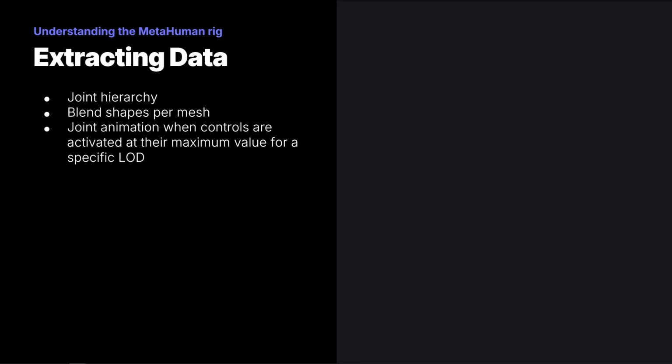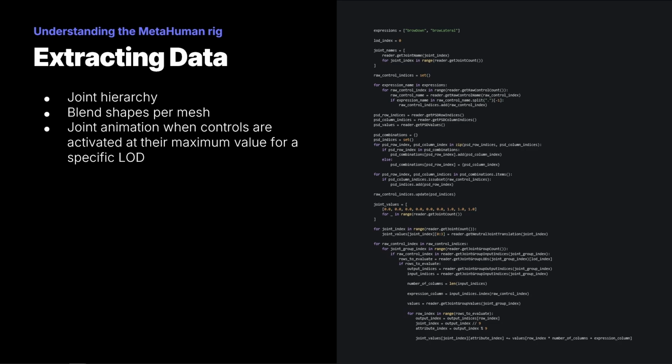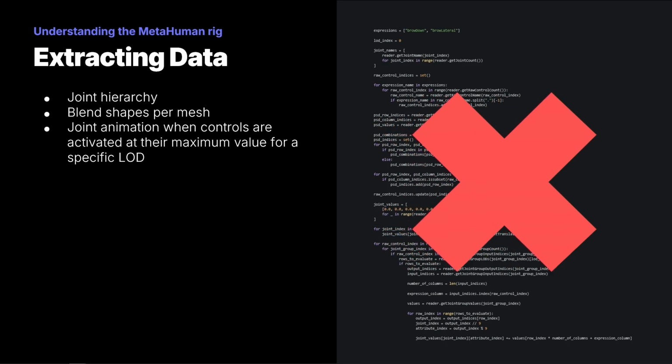Moving on to data found in the behavior layer, let's calculate joint animations when controls are activated at their maximum value, and let's also specify the active LOD. I'm going to give everyone an hour to read this, and now there is a better way to do this, and it's RigLogic.